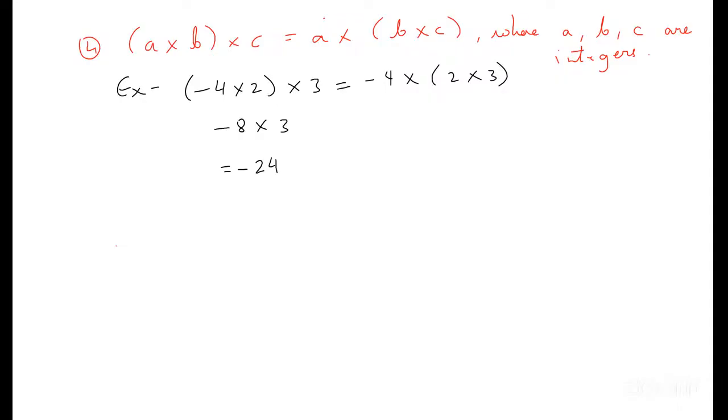Second part, minus 4 into 2 threes are 6. So 4 into 6, 24. And because negative positive is there, so minus 24. We are getting the same answer. Whether we group the first two together or the second and the third together, we can group it in any way, we will get the same answer. This is the fourth property. Understood?